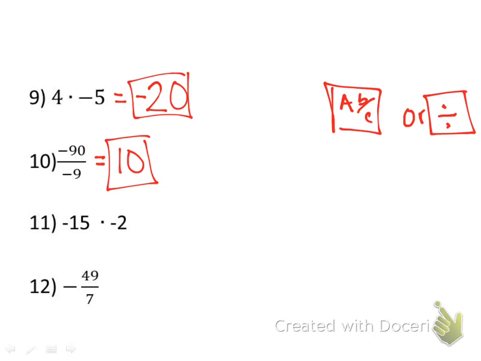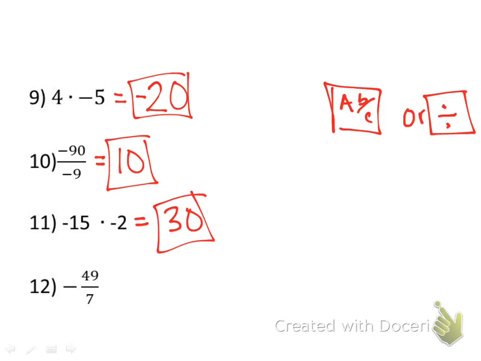Number 11, we have negative 15 times negative 2, which gives us positive 30. Very good. Now, I want to draw your attention to number 12. When you only have one negative sign, okay? When it's out front, for some reason, students want to put it with the top and the bottom. You have a few options. You can put it in the top, you can put it in the bottom, or you can leave it in the front. What do you guys feel like doing?